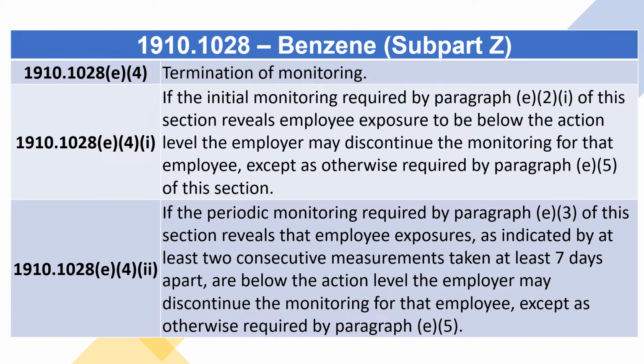1910.1028 E4. Termination of monitoring. 1910.1028 E4(i) and (ii). If the initial monitoring required by paragraph E2(i) of this section reveals employee exposure to be below the action level, the employer may discontinue the monitoring for that employee, except as otherwise required by paragraph E5 of this section. If the periodic monitoring required by paragraph E3 of this section reveals that employee exposures, as indicated by at least 2 consecutive measurements taken at least 7 days apart, are below the action level, the employer may discontinue the monitoring for that employee, except as otherwise required by paragraph E5.